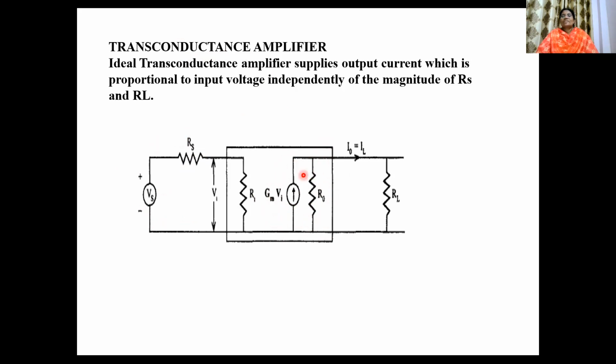What is the transconductance formula? That is nothing but Gm. Gm is equal to I naught by Vi. It is directly proportional to the input voltage: Gm is equal to I naught by Vi. What are the units for Gm? That is conductance. Conductance units are mhos, right? This is about the transconductance amplifier.